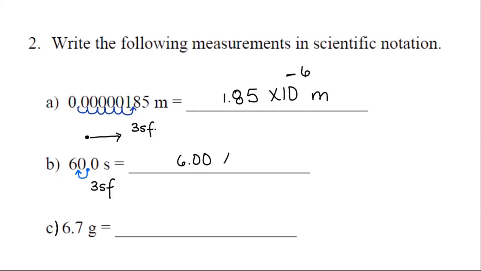Then we do times 10. We move that decimal place from right to left. That means that our exponent is positive, and it's going to be a 1. And we need to write that 1. And then we write the unit. Seconds, okay?